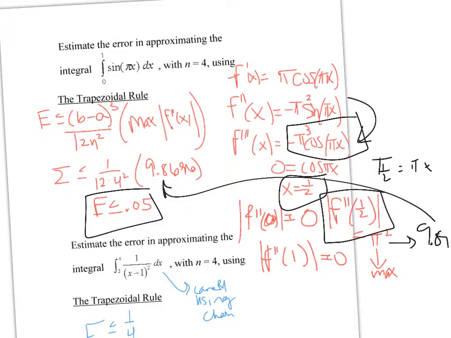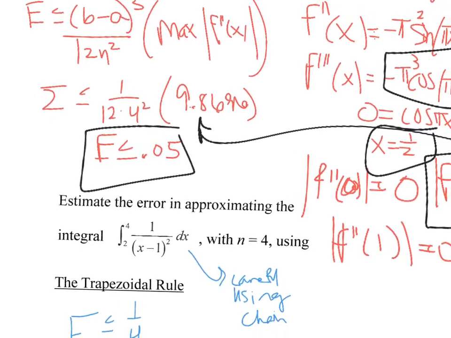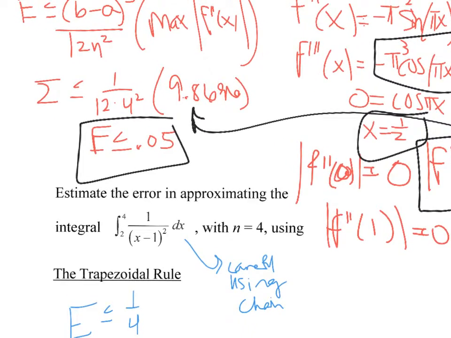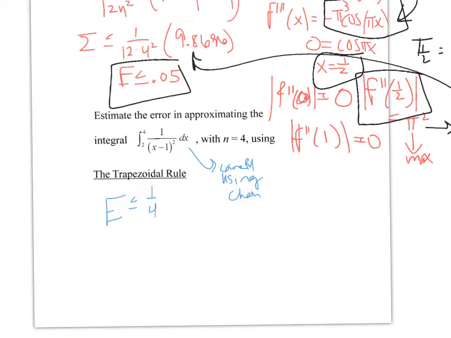I would like for you to, again, try the next one, but just be careful using the chain rule on this one. I would rewrite it as x minus 1 to the negative 2 first, and then evaluate. So again, pause the video. When you come back, I will have it done for you.